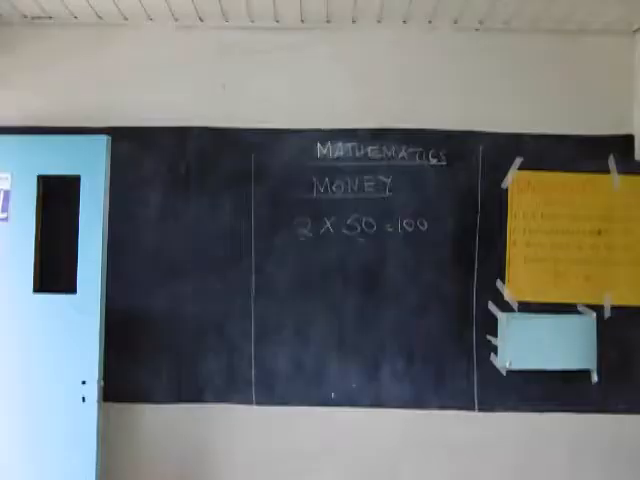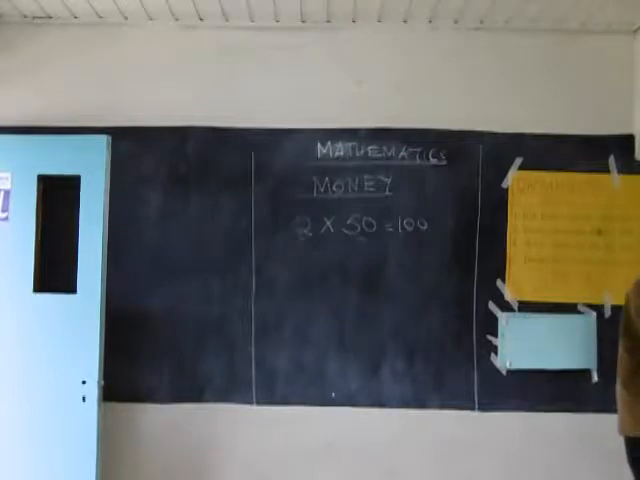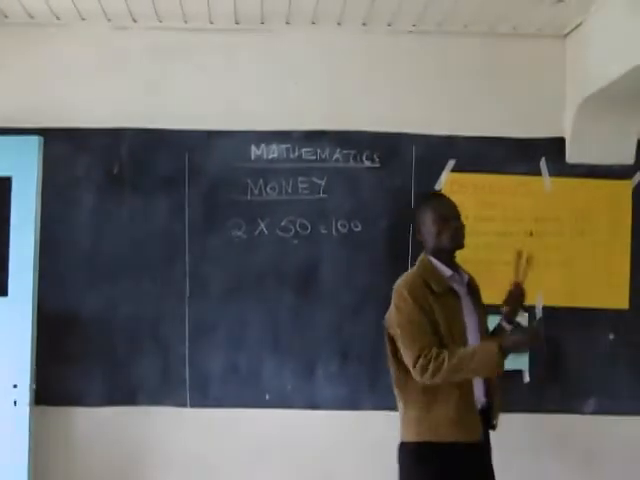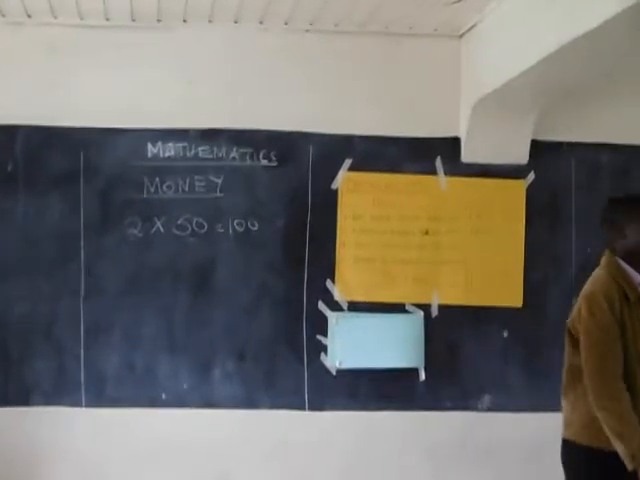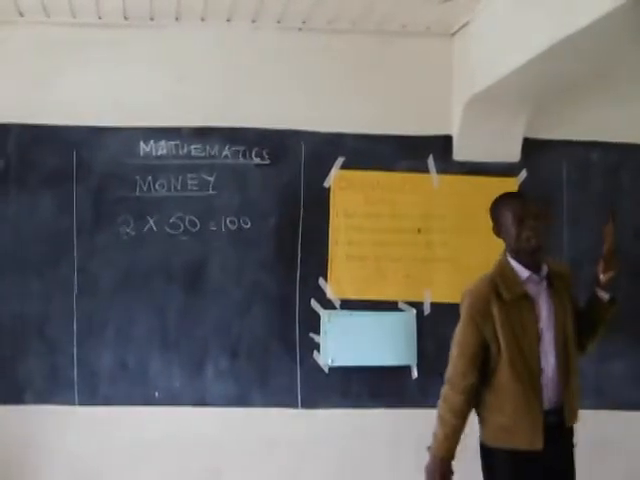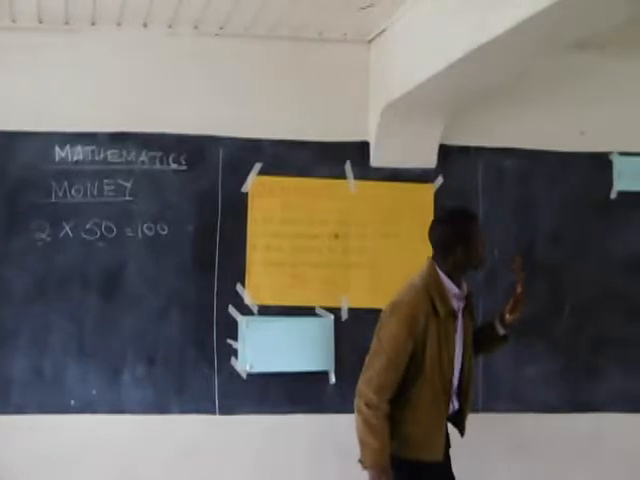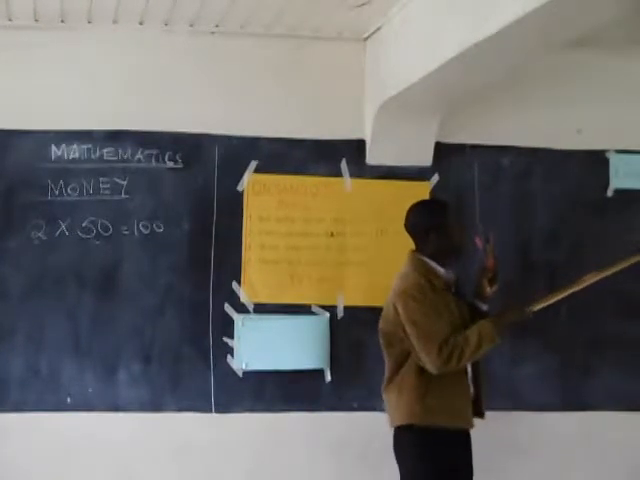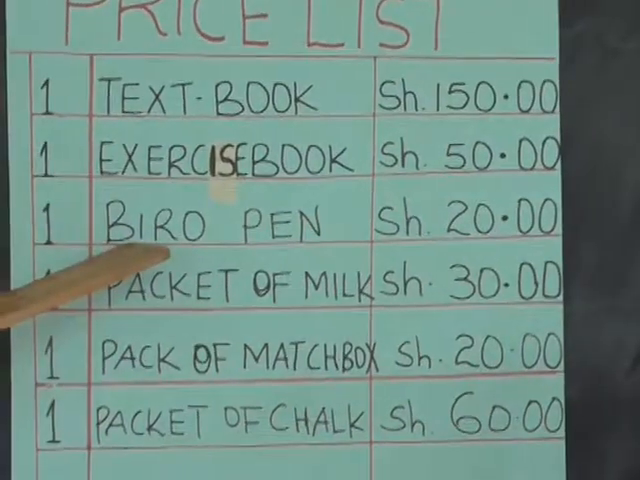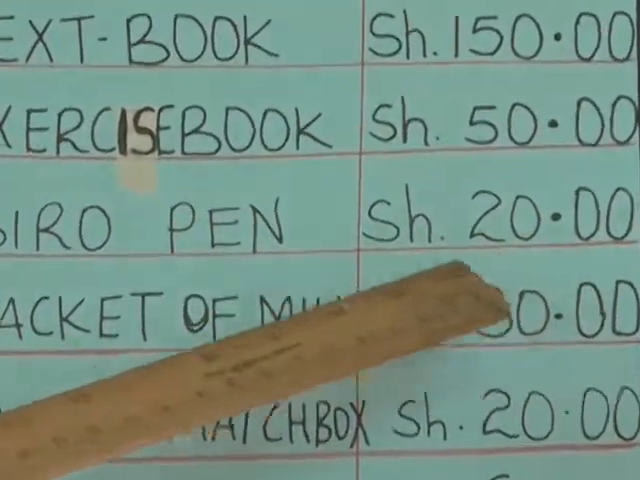The third item bought were 4 pens. So these are the 4 pens which I bought from the shop. Now to pay for these 4 pens, I'm going to check how each pen was being charged on the price list. On my price list, they are saying 1 pen costs 20 shillings.